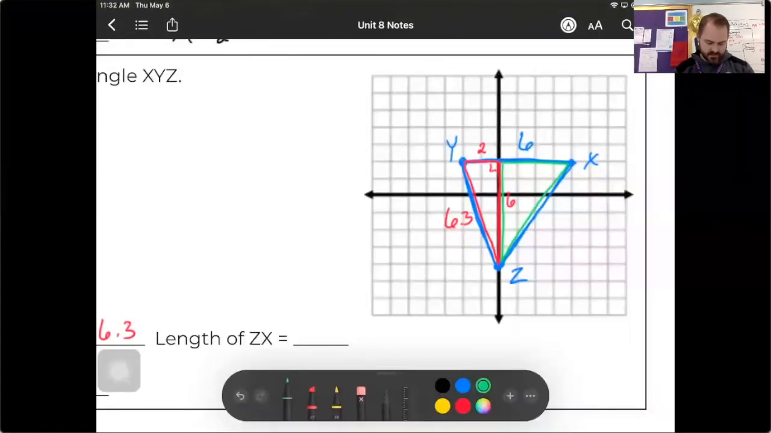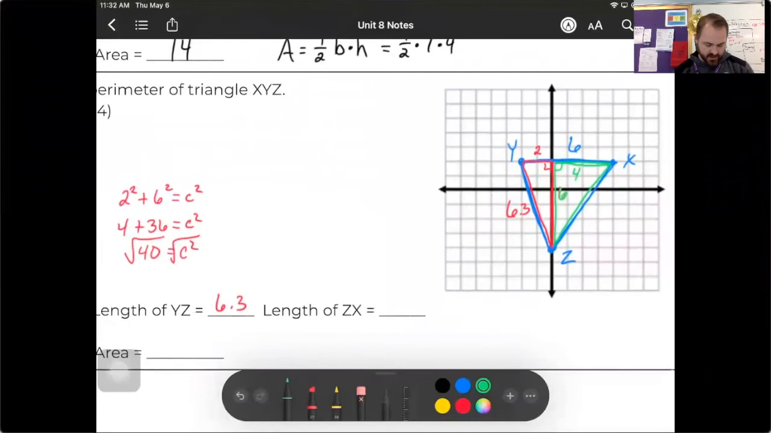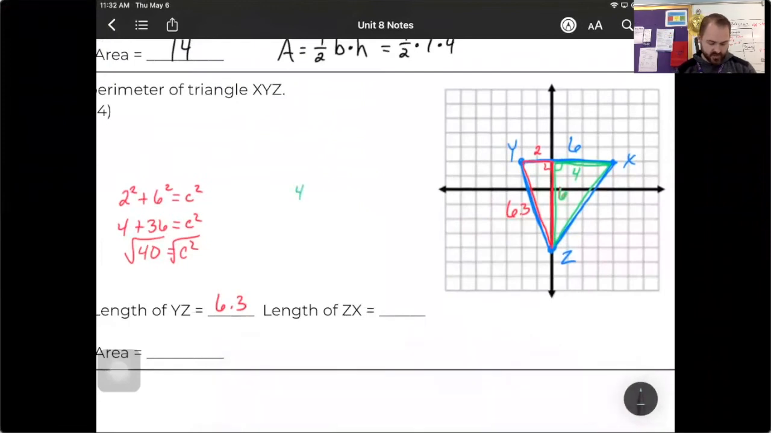Which has one leg. Don't get confused by that 6. That leg's only 4. And then it has the other leg also is still 6, same as the other triangle. So I can use Pythagorean theorem again. 4 squared plus 6 squared equals c squared. 4 squared is 16. 6 squared is 36. So when I add those together, I get 52.